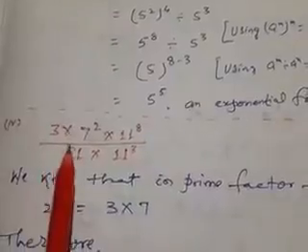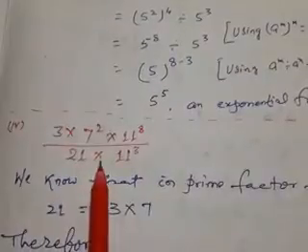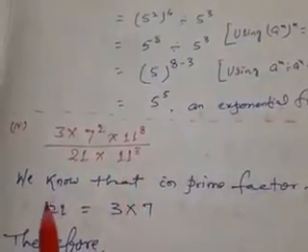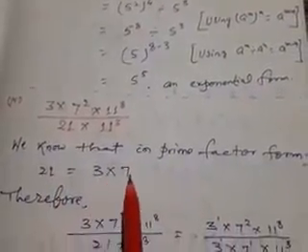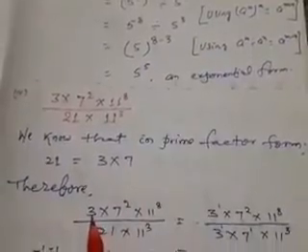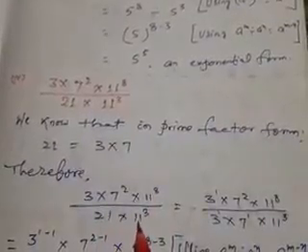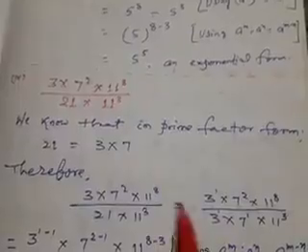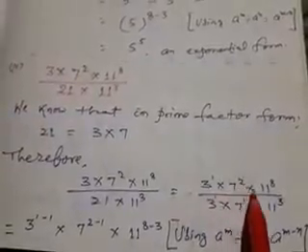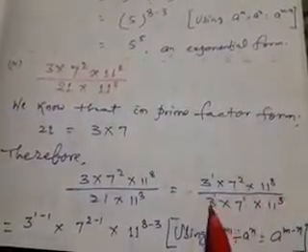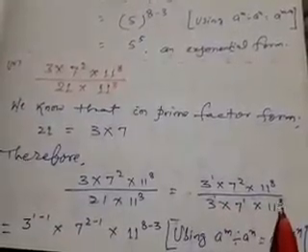Next question is 3 into 7 square multiply 11 to the power 8 divided by 21 multiply 11 to the power 3. We know that in prime factor form 21 we write in this way, 3 multiply 7. Therefore we write it in this way also: 3 multiply 7 square multiply 11 to the power 8 divided by 3 multiply 7 multiply 11 to the power 3, or 11 cube.